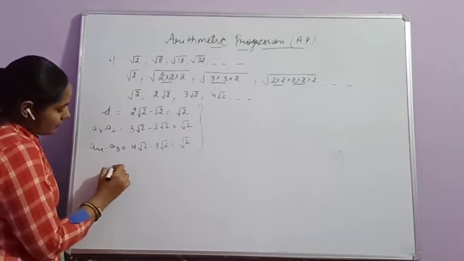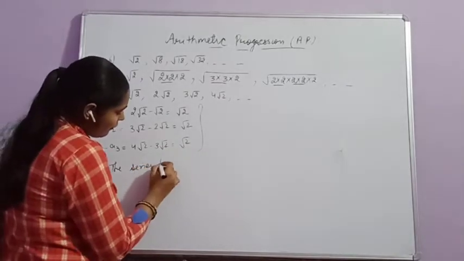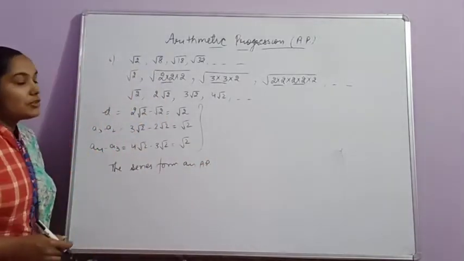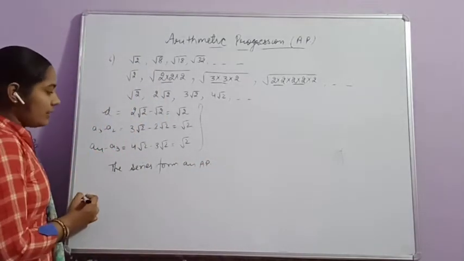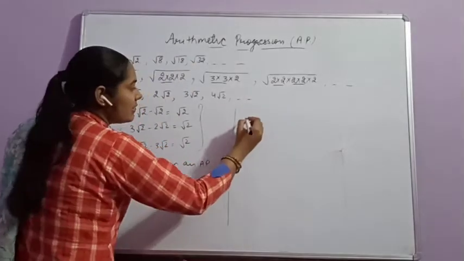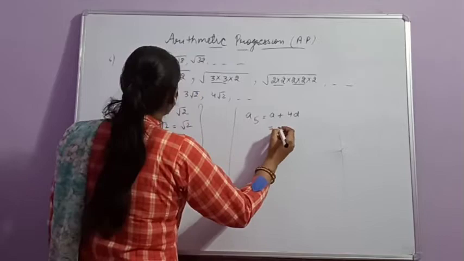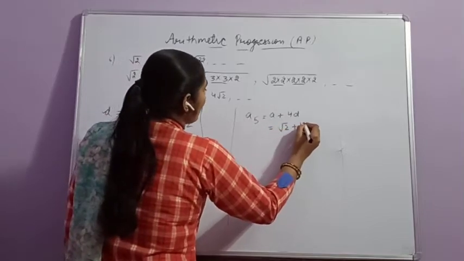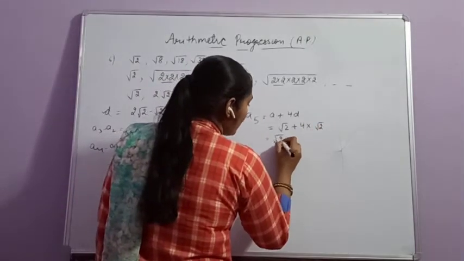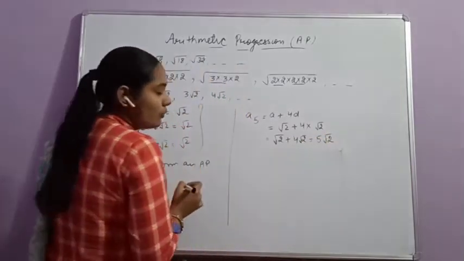Therefore, the series forms an AP. Now we have to calculate the next 3 terms of this AP. That means this term is A4. Now we have to calculate A5. A5 is equal to A plus 4D. Our value of A is root 2, plus 4 multiplied with D, which is also equal to square root of 2. That is equal to square root of 2 plus 4 root 2. Total 5 root 2. Clear?